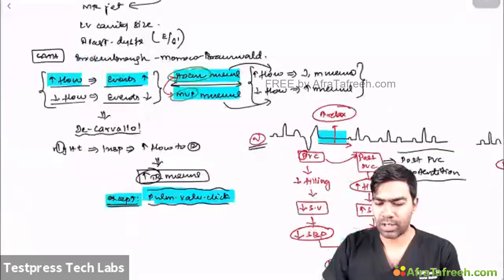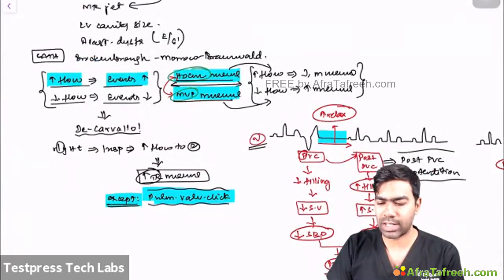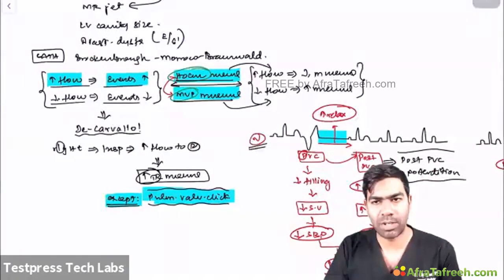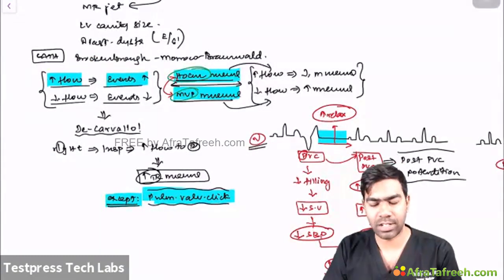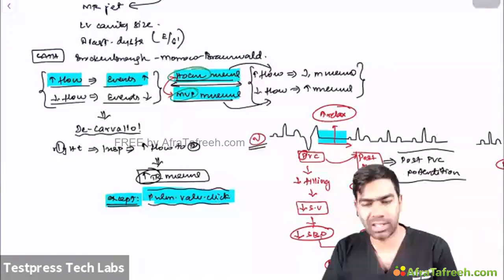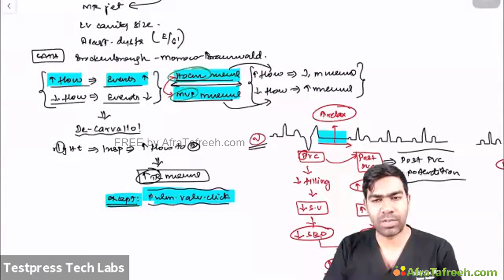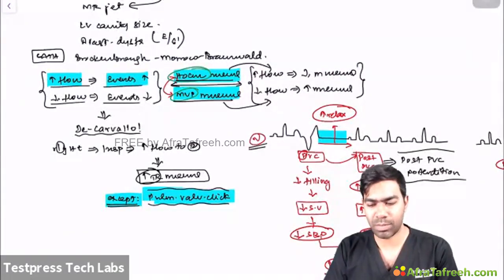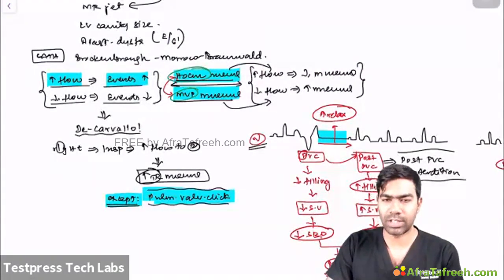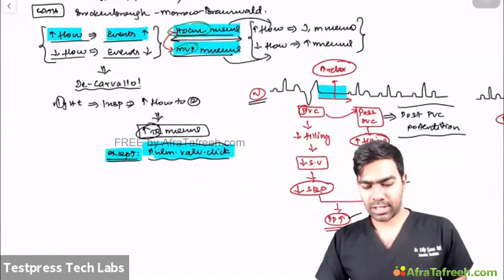That is the most important thing that differentiates the HOCM murmur from the mitral valve prolapse murmur. Even though both have similar dynamic auscultation results, the MVP murmur will not show the Brockenbrough-Braunwald effect. Only the HOCM murmur will show it. So this is what you see in the catheterization.